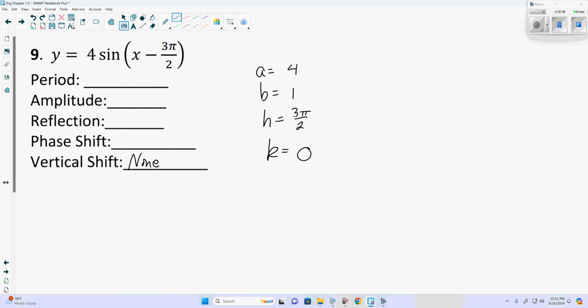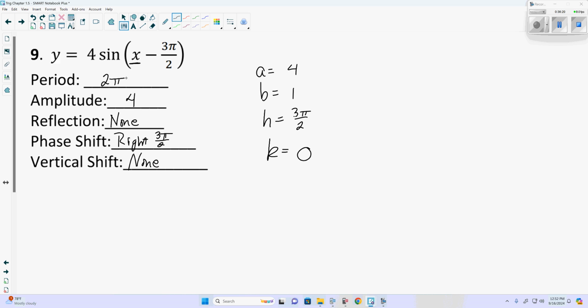Phase shift, right, 3 pi over 2. Now, we didn't factor anything out because the value B is 1. Reflection is none. If you get a value B other than 1, we have to factor it out of our left, right, our H. Amplitude, 4. Absolute value of A, absolute value of 4 is 4. Period is 2 pi over B, but for us that would be 2 pi.